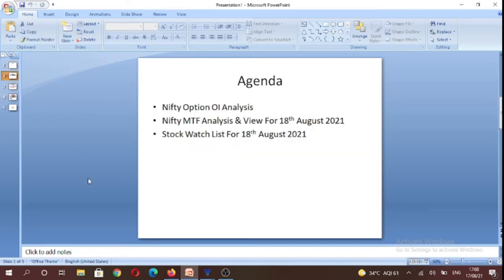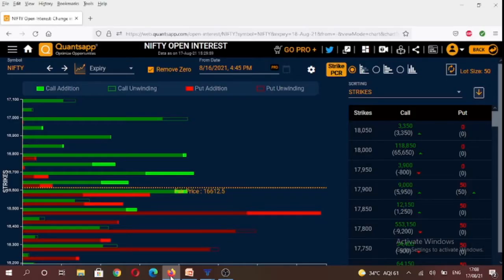The objective for making this video is to analyze Nifty options open interest data. We would be analyzing the index on multiple time frames and framing a view for tomorrow, that is 18th August. Apart from the index, we would be discussing our stock watch list. So let's start by analyzing Nifty options open interest data.